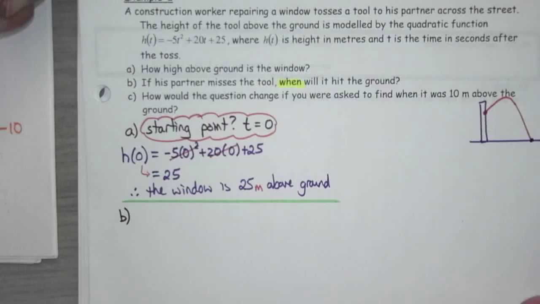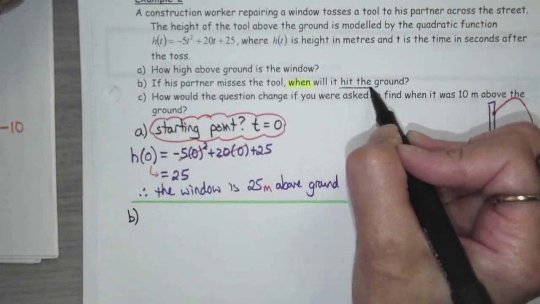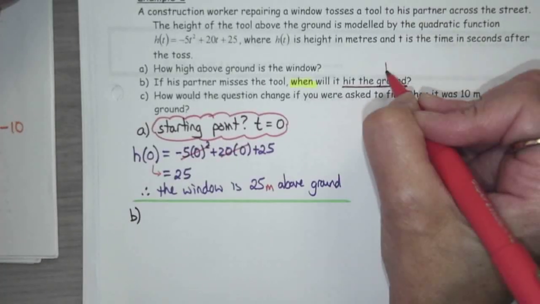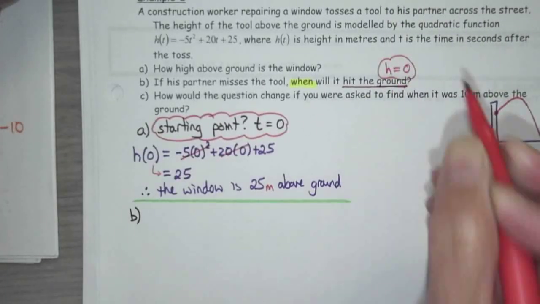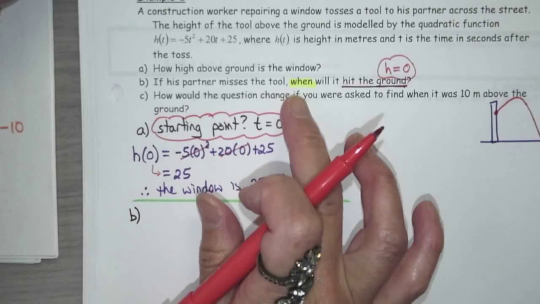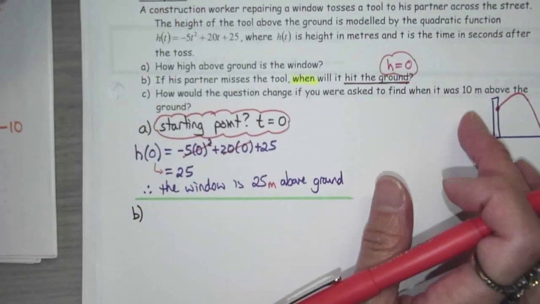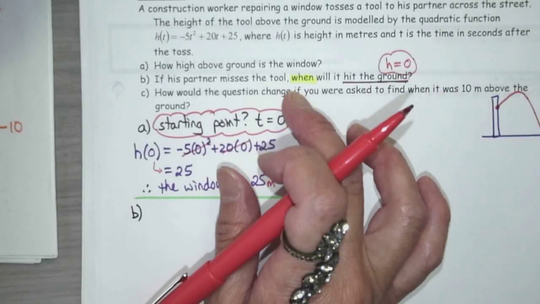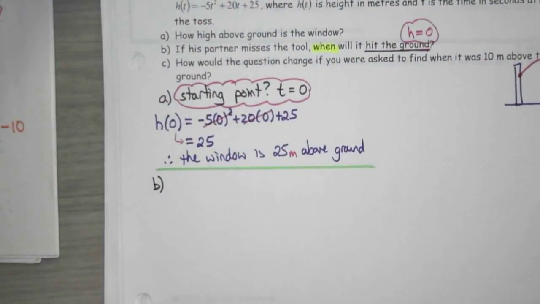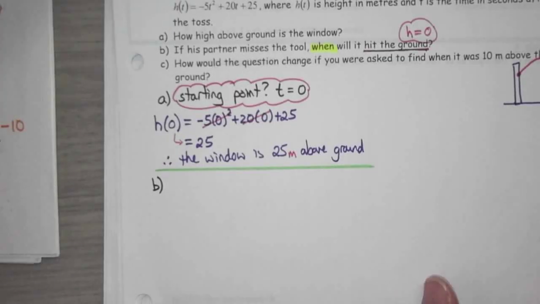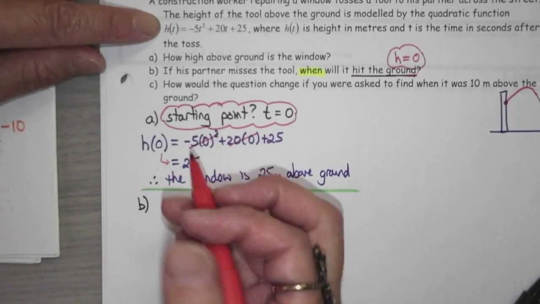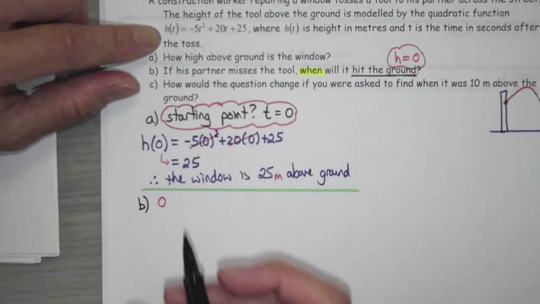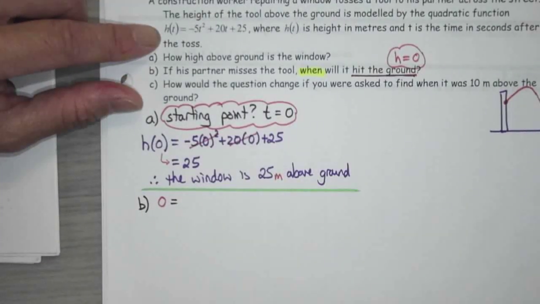So what did I give you then? I gave you hit the ground. Hit the ground means H equals 0. And I'm looking for T when H equals 0. So break it down. I'm given the H is 0, and I want to find T. Okay, so that's how you break down the question. So go back to your equation right here, and we're going to sub in 0 for the height. Okay, 0 for the height, and then you're going to find T.